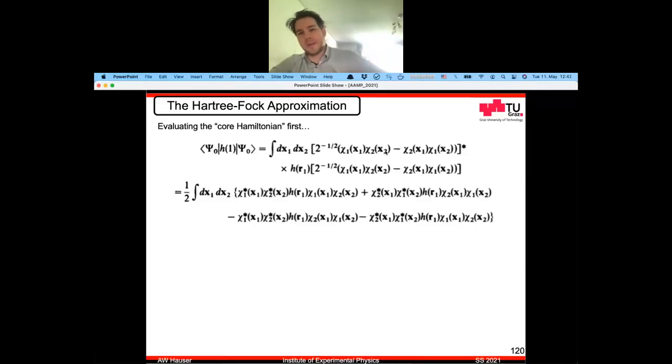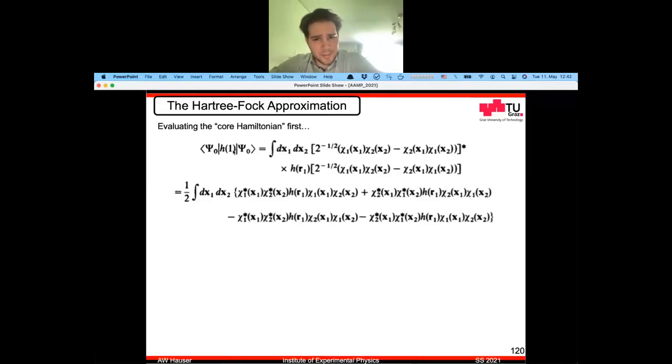Then you come in from the left. This gives you the complex conjugate, therefore the star notation here. And you come in from the right with the same type of wave function because we're sandwiching the core Hamiltonian here from the left and from the right with the same ground state wave function psi naught. So that's what's done here, and then we multiply the terms.